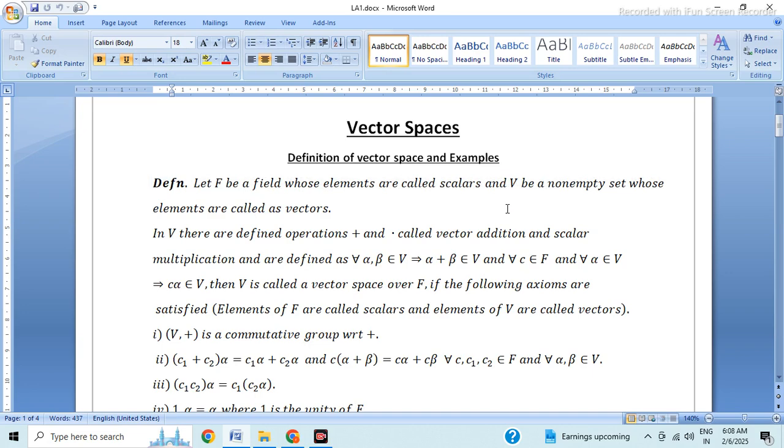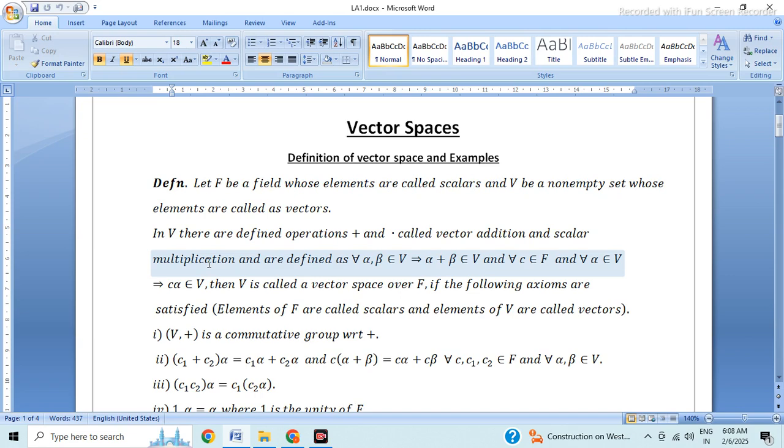Then we are defining two operations. First operation is addition. Second operation is multiplication. That addition is said to be vector addition and that multiplication is said to be scalar multiplication. You should remember first what we have taken: F is a field whose elements are called scalars and V is a non-empty set whose elements are called vectors. We are defining two operations, first vector addition and second scalar multiplication.